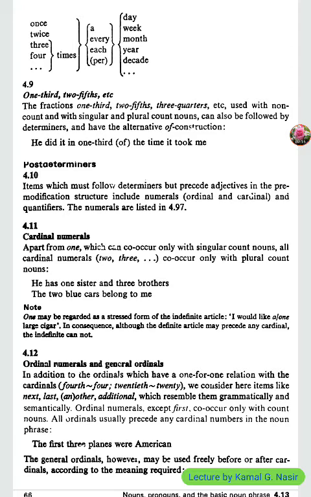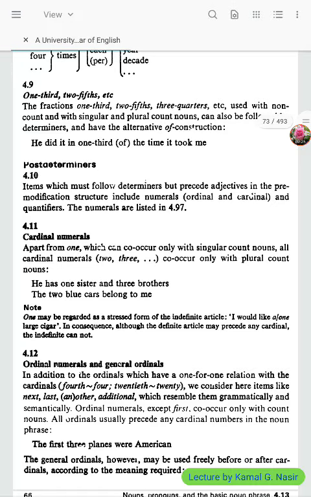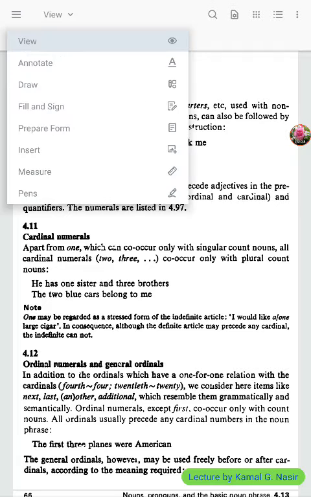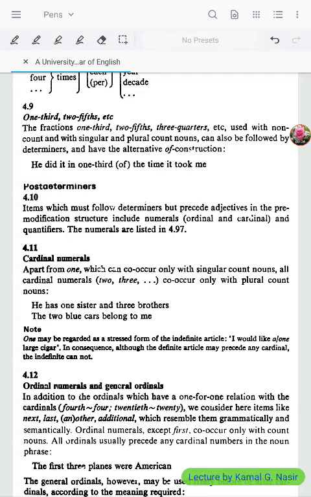Cardinal numerals are, for example, 1, 2, 3, 4. These are what? From 1, which can occur only with singular count nouns. So we say, for example, 1, 2, 3. These are cardinal numerals. The ordinal numerals, for example, first, second, third, these are ordinal numerals. So these are cardinal and these are ordinal numerals.